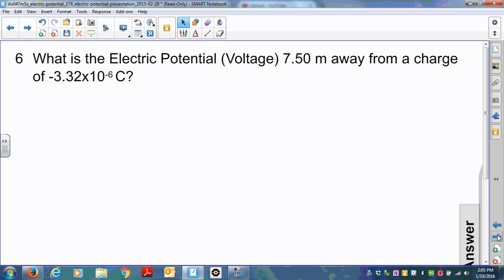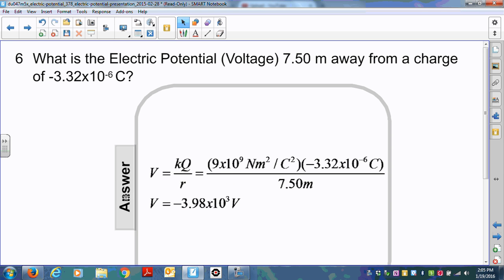What is the electric potential, or the voltage, 7.50 meters away from a charge of negative 3.32 times 10 to the minus 6 coulombs? Pause the video now and see if you can answer this one. Okay, so the voltage is kQ over r. Substituting in our numbers, you should have ended up with a voltage of negative 3.98 times 10 to the 3 volts.